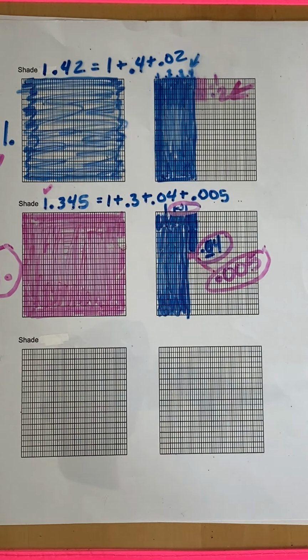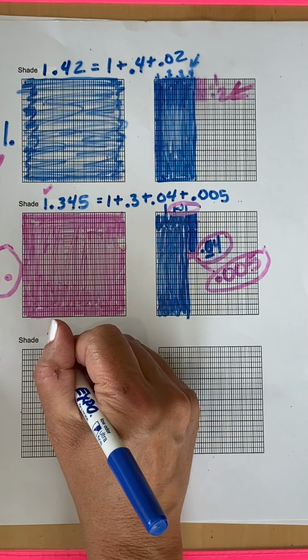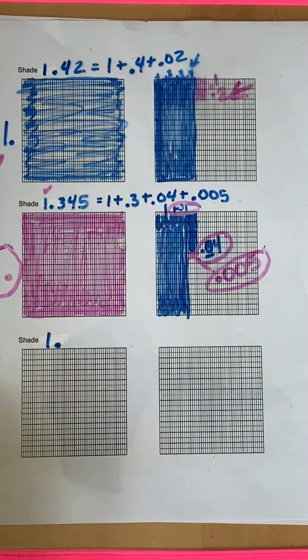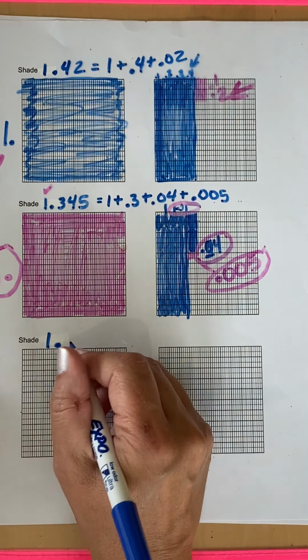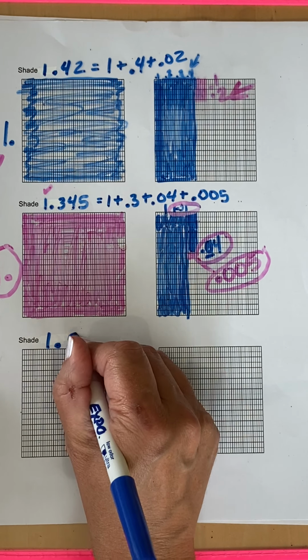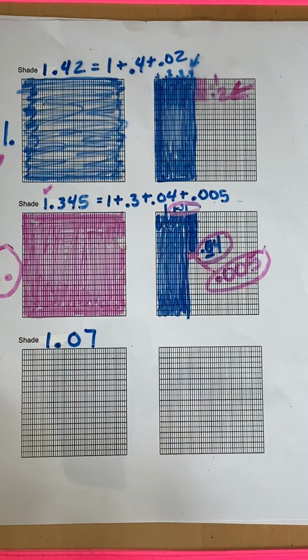Okay, last example, I'm going to show you another way you can be asked to shade a model. Let's continue with our mixed number shading. So I'm going to continue saying we're going to shade this whole one in. I'm going to give you a whole. But now what I'm going to say is we're going to do 1 and 7/100. So notice this is different than the other ones we've done so far.